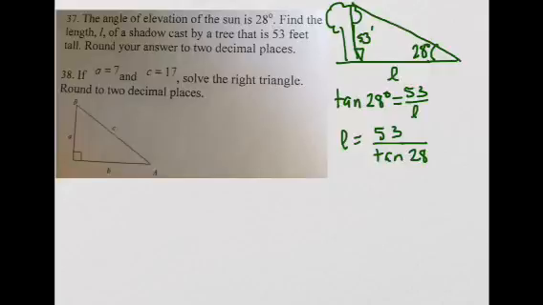So then to solve for L, we divide 53 by tangent 28, and that gives you 99, and they want 2 decimal places, so it's going to be 99 and 68 hundredths of a foot.